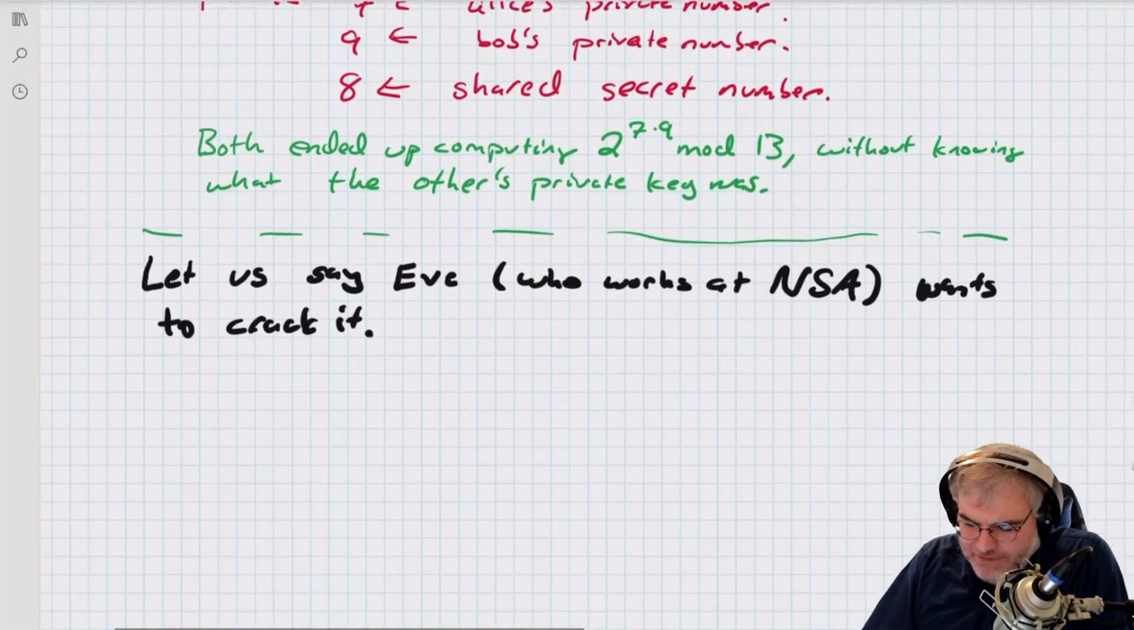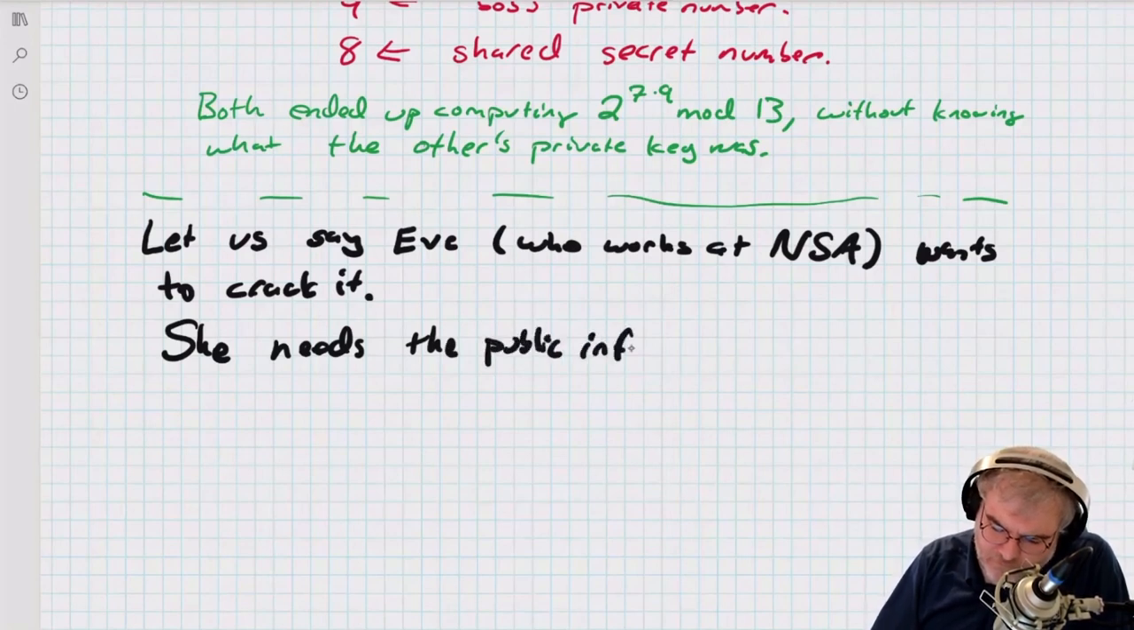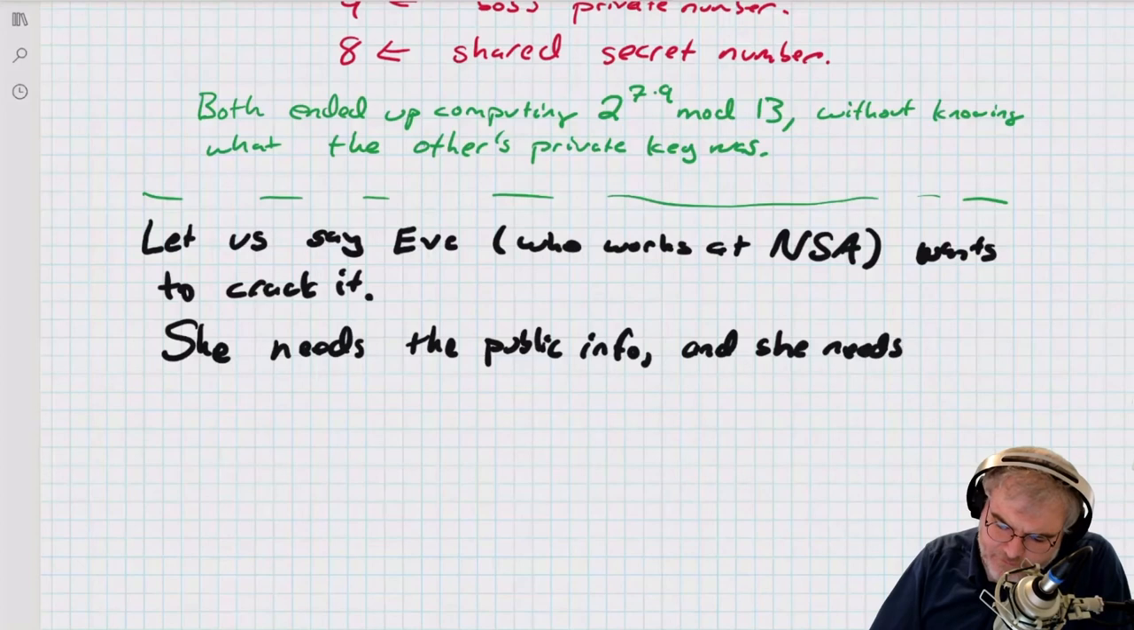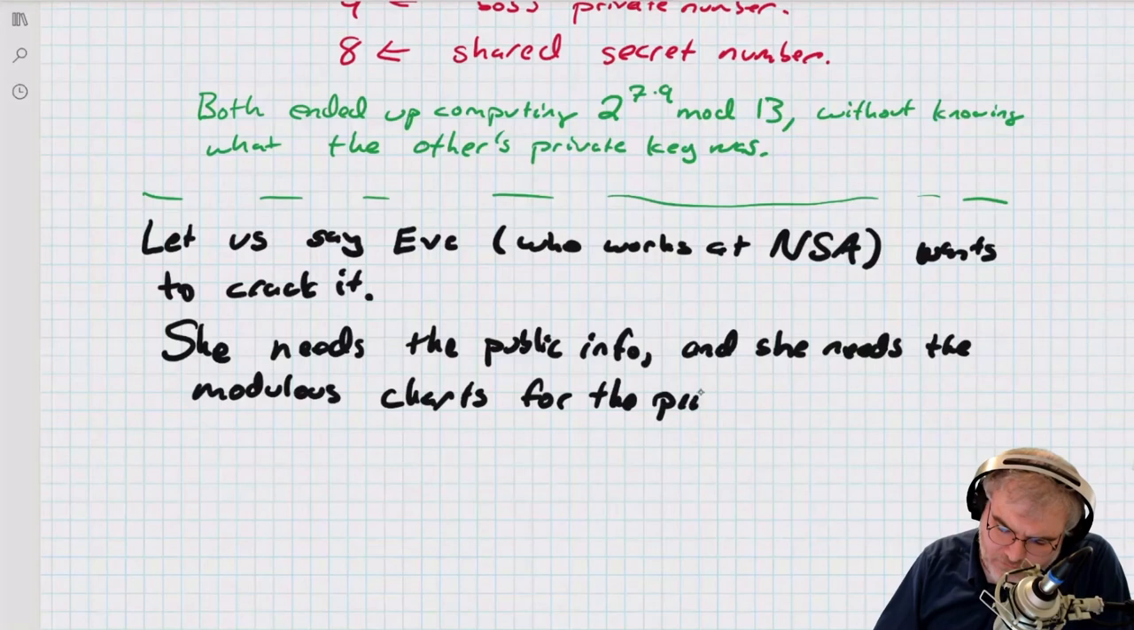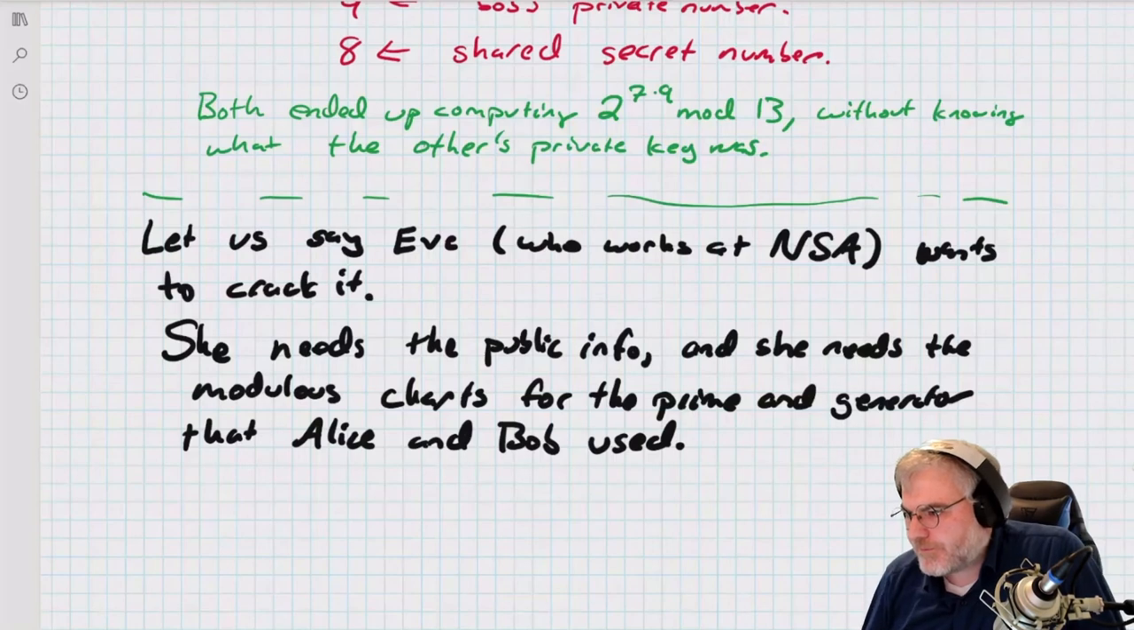Let's say Eve wants to crack it. She needs the public information, and she needs the chart. For the prime and generator that Alice and Bob used, those are public information. Those are just math. Okay?